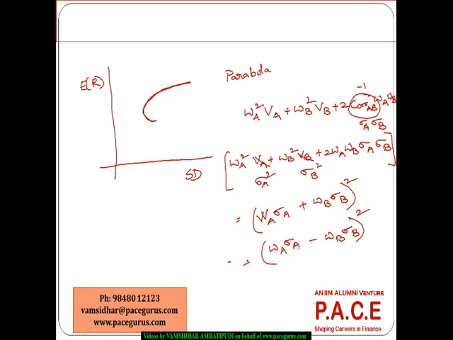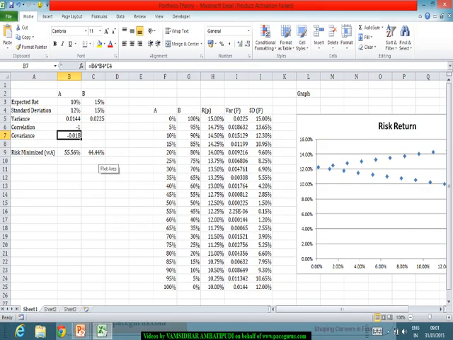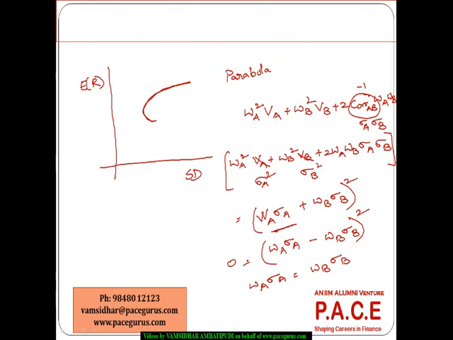Now this I can make 0. This obviously may not be 0, but this can be made 0, which gives me WA sigma A equal to WB sigma B. So in our case, if sigma A and sigma B are 12% and 15%, it's as good as saying WA times 12% is WB times 15%. And it's also saying that WA by WB should be 5 by 4.